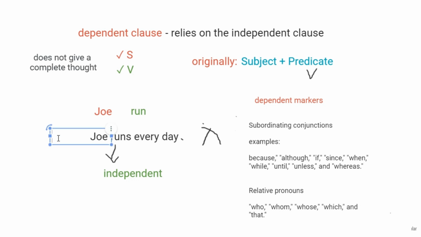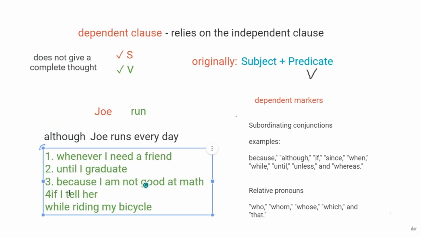Going back, let's use a subordinating conjunction for our example. Let's take although, and let's put it in our clause here. Although Joe runs every day. Now that is a dependent clause, that when you read it, you will not be satisfied because you know something is lacking. It needs more information to express a complete thought.